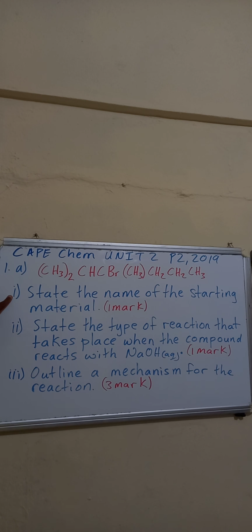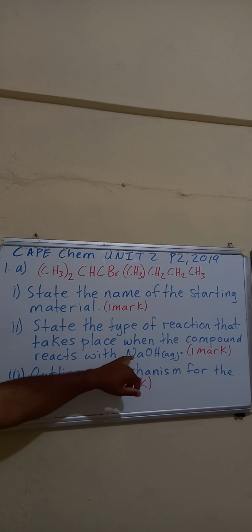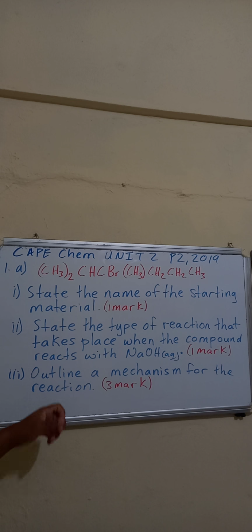So the first part of the question, part A, part 1, is to name this compound, state the type of reaction that occurs when this compound reacts with sodium hydroxide, and then to outline a mechanism for the reaction. So we're going to do that now. Name the compound, state the reaction, and outline the mechanism.